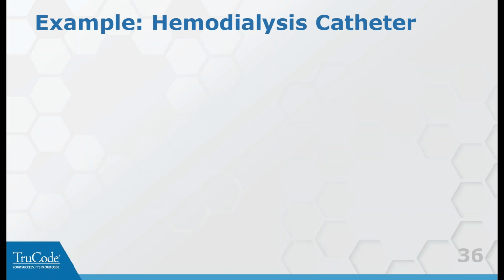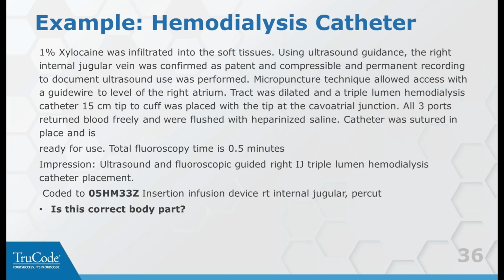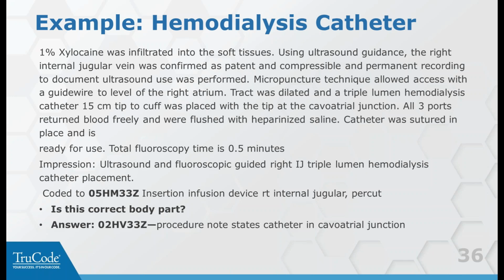So a little example here for a hemodialysis catheter on a chart that I was reviewing. You can see that the coder coded this to insertion infusion device of the right internal jugular, percutaneous. And the question is, is that the correct body part? When you go back up there and read the little scenario, it says that the tract was dilated and a triple lumen hemodialysis catheter was placed with the tip at the cavo-atrial junction. So in this case, it specifically tells you where the catheter tip ended, and that should have been coded to the cavo-atrial junction, which per Coding Clinic is coded to the superior vena cava. So that is not the correct body part for that particular scenario.